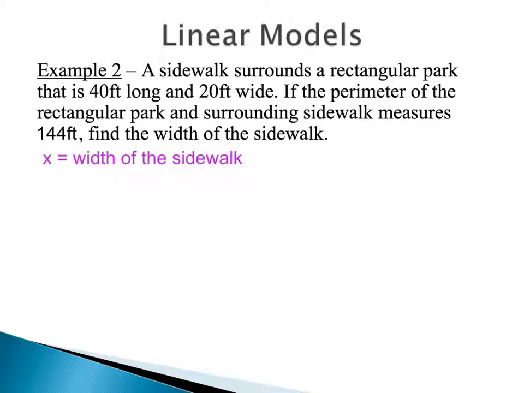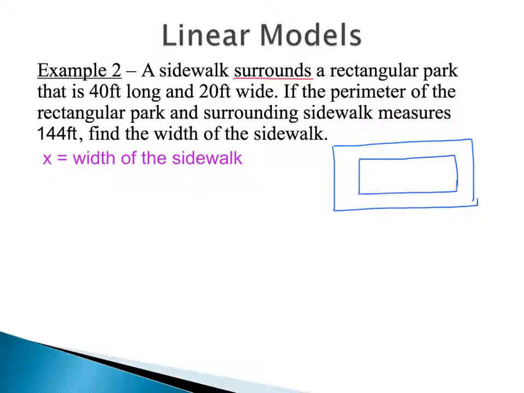So a sidewalk surrounds a rectangular park. Surround means that it's going to be going around the rectangular park. And the park itself is 40 feet long by 20 feet wide. So if we try to draw a picture of this, we have a rectangular park. And I apologize as I'm drawing this, that is not the most perfect drawing that you'll ever see. But we have that the length of the rectangular park is 40 feet long. So inside we have this 40 feet and then by 20 feet.